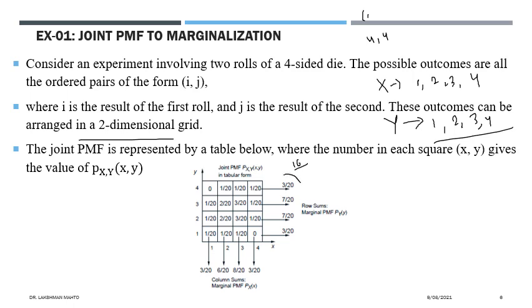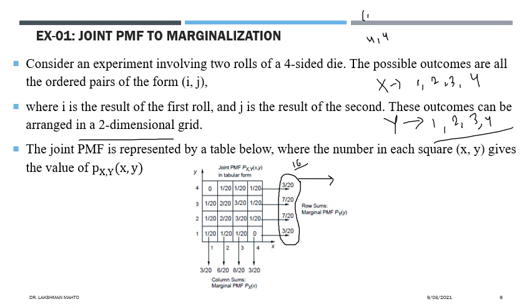So we did marginalization with respect to X because we are summing over X. X varies along the row, horizontally. In that process we get a distribution of Y. Vertically Y is varying. For Y equal to 1 we get this probability, for Y equal to 2 this probability, for Y equal to 3 this probability, and for Y equal to 4 this probability. This is the marginal probability mass function of Y.